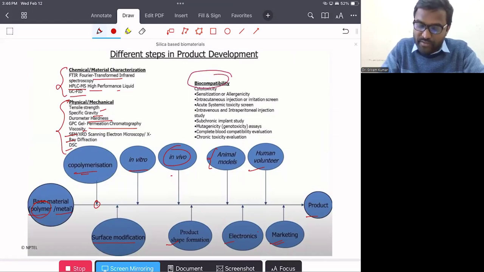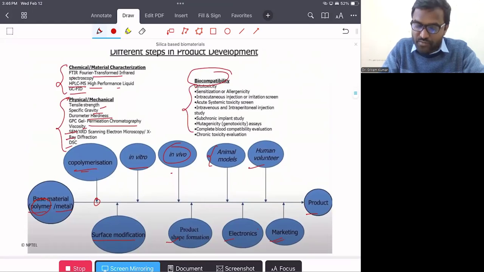And for biocompatibility tests, we need to know the cytotoxicity of the materials, the sensitization or allergenicity, and whether that material can be injected intravenously or intraperitoneally. We also need to know the genotoxicity of the materials. So these are the things we need to understand if we want to develop this product, or the biomaterials for drug development.